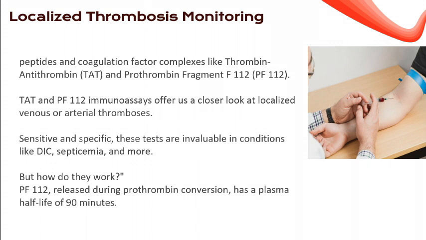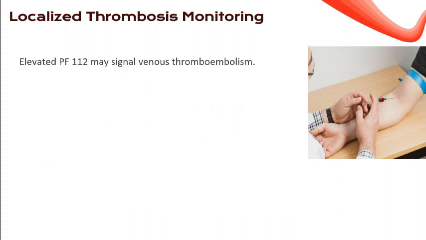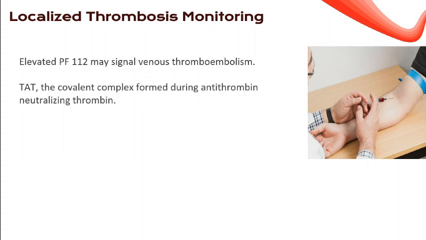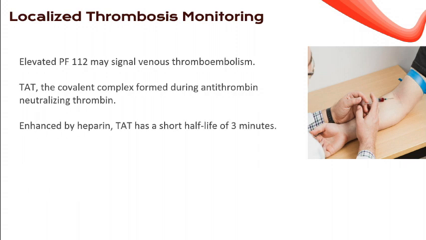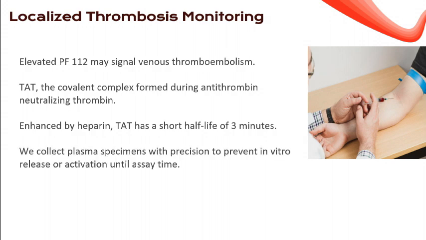PF1+2, released during prothrombin conversion, has a plasma half-life of 90 minutes. Elevated PF1+2 may signal venous thromboembolism. Stay tuned for why its concentration is reduced by heparin or oral anticoagulant therapy. Now, TAT, the covalent complex formed during antithrombin neutralizing thrombin. Enhanced by heparin, TAT has a short half-life of 3 minutes. We collect plasma specimens with precision to prevent in vitro release or activation until assay time.